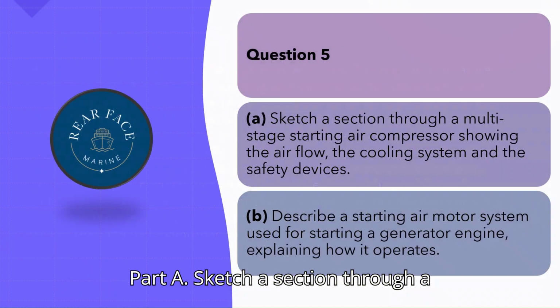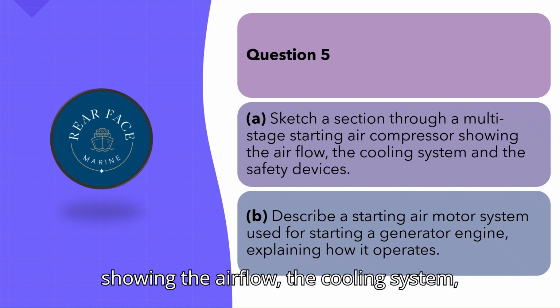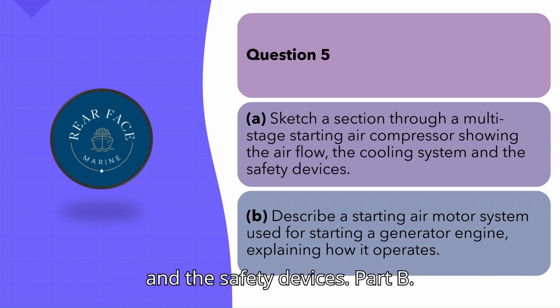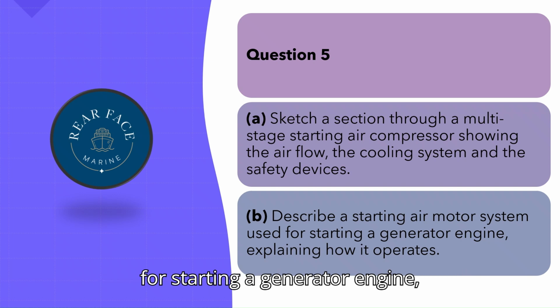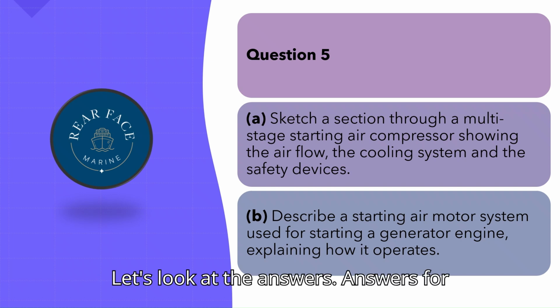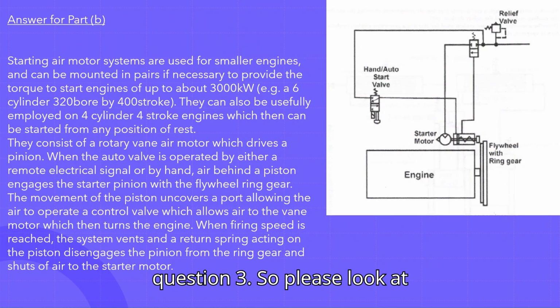Part A. Sketch a section through a multi-stage starting air compressor showing the airflow, the cooling system, and the safety devices. Part B. Describe a starting air motor system used for starting a generator engine, explaining how it operates. Let's look at the answers. Answers for Part A we previously discussed in Question 3. So please look at the Question 3 answers.